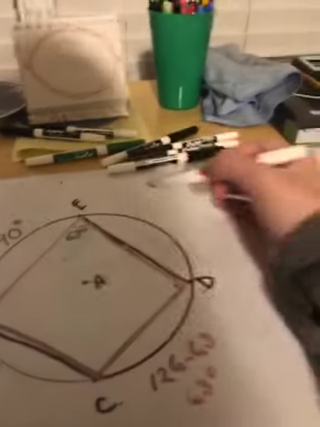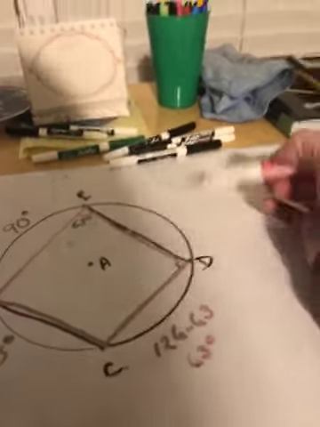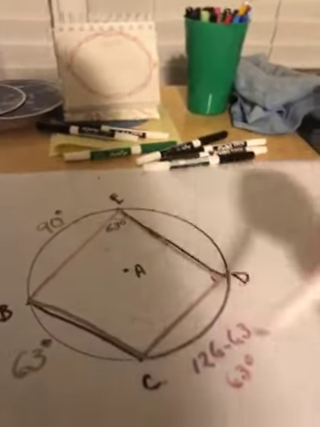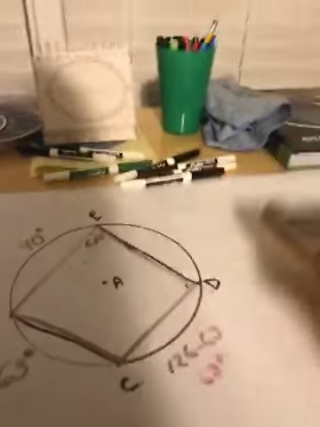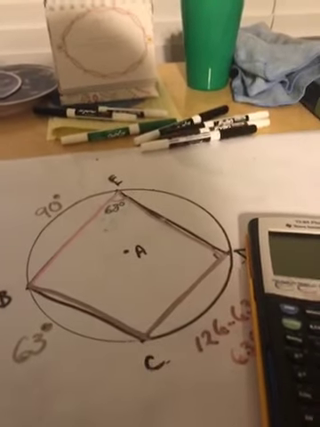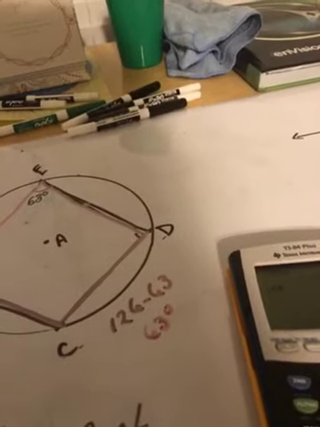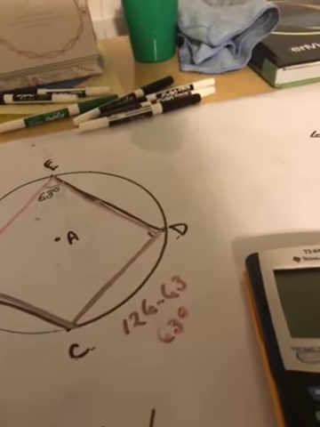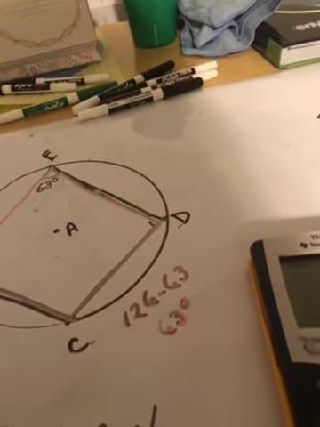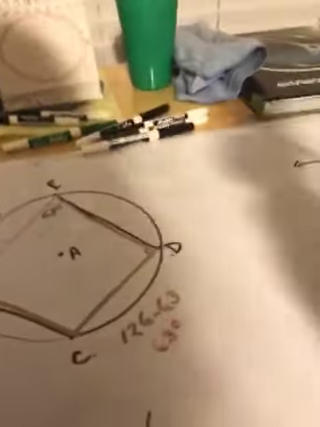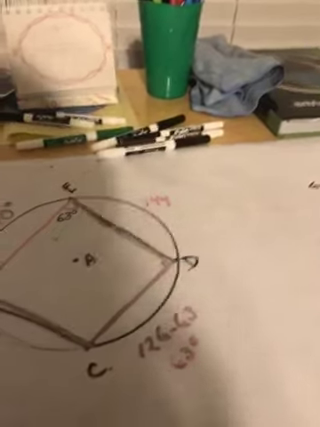Okay. Last thing you want to find is the arc measurement from D to E. So it's 90 plus 63 plus 63, okay. Then subtract from 360 degrees, so it's 126, okay, you'll get 144 degrees. Okay, so that's 1 through 4.